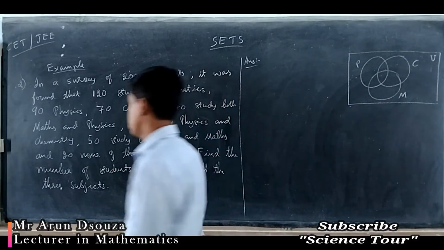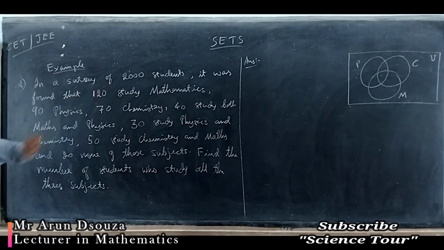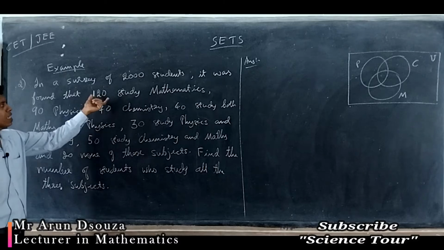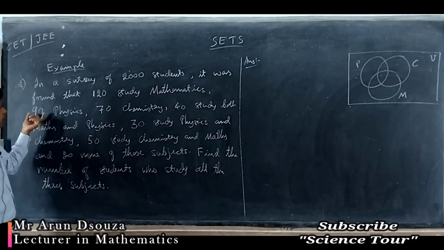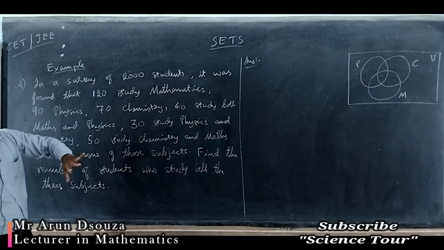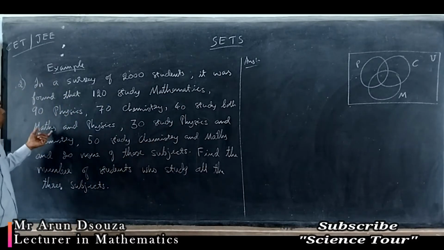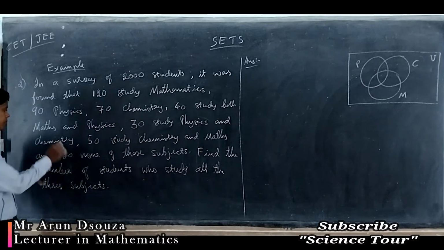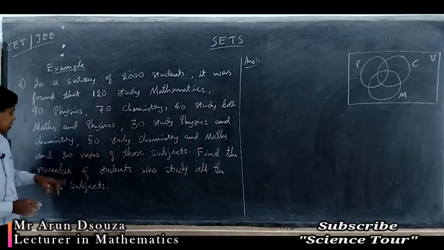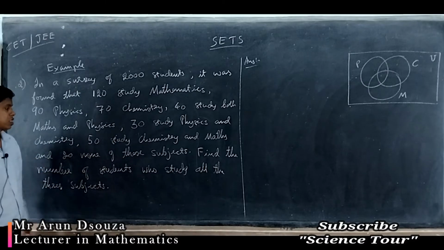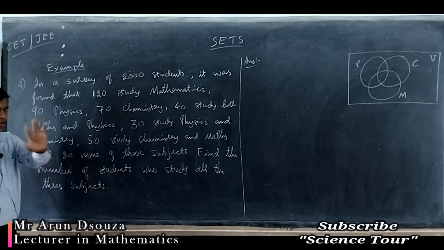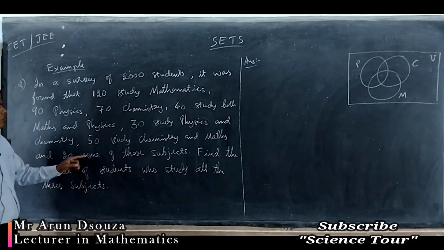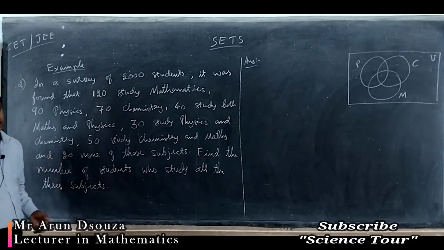Look at the example. In a survey of 2000 students in a school, let us say, it was found that 120 study maths, 90 physics, 70 chemistry, 40 study both maths and physics, 30 study physics and chemistry, 50 study chemistry and maths, and 20 none of these subjects. Maybe biology or any other subjects, but none of these three. Find the number of students who study all the three subjects.